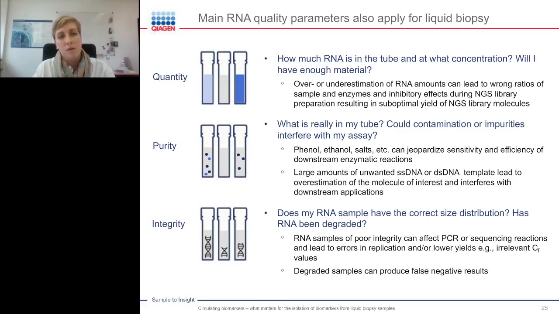Another important quality parameter is the purity. So what is really in my tube? Do I have any contamination that could be interfering with my downstream assay? And the third main parameter is the integrity. So does my RNA sample have the correct size distribution that I would expect, or is there a lot of degradation which might limit the types of analysis that I can do with my RNA sample in the downstream assay?